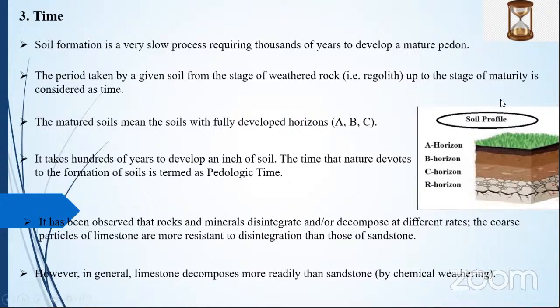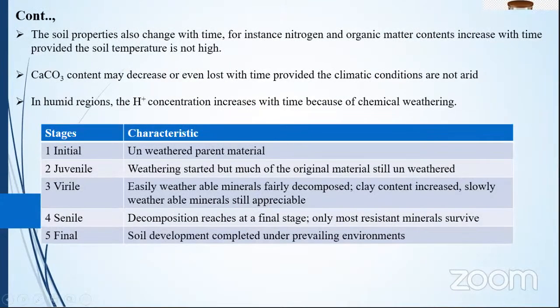Well, students, continuing with time, the soil properties also change with time. Naturally, in due course of time, the chemical properties of the soil will completely change. For instance, nitrogen or organic content also increases with time. Probably the soil temperature is not high. If the temperature is not very high, the nitrogen content and organic matter content will increase. You can see this situation in temperate regions, especially in Ooty and Kodaikanal, because there is heavy rain and the temperature and sunlight are not that heavy when compared to the tropics.